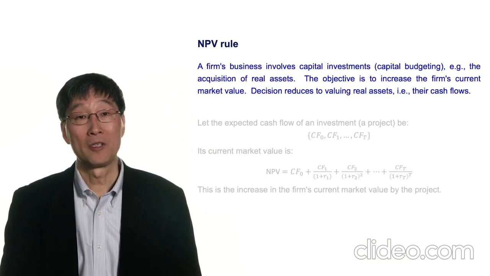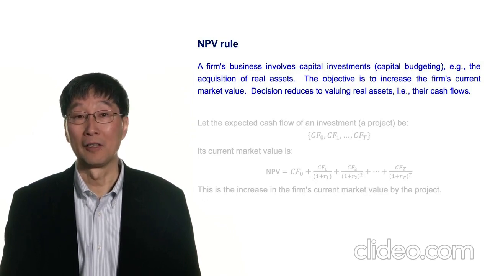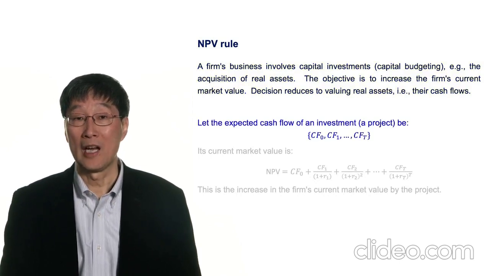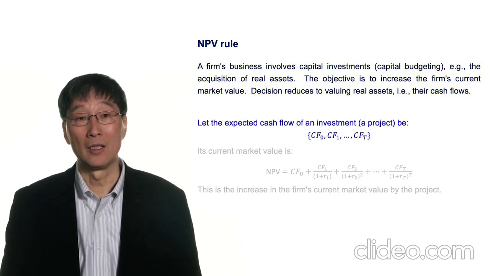We now focus on a firm's capital budgeting decisions. The objective is to increase the firm's current market value. The decision depends on the valuation of each project under consideration. Consider a project with cash flow from now to year T.